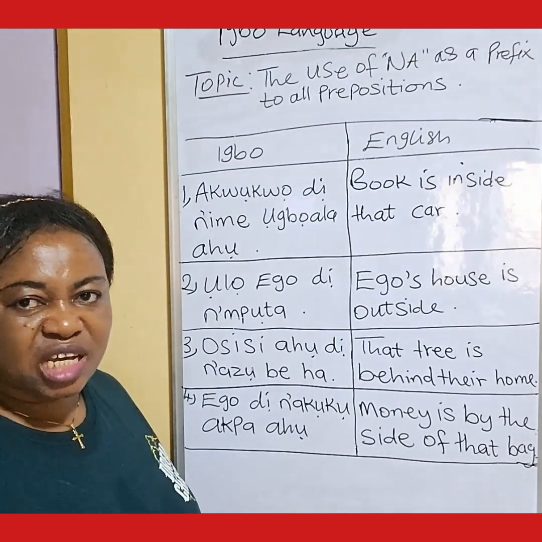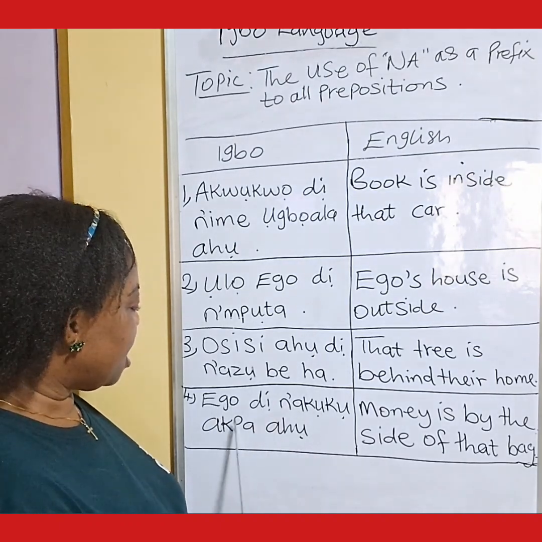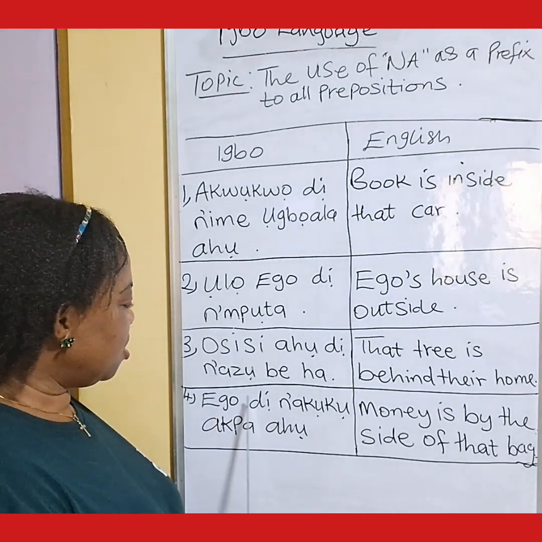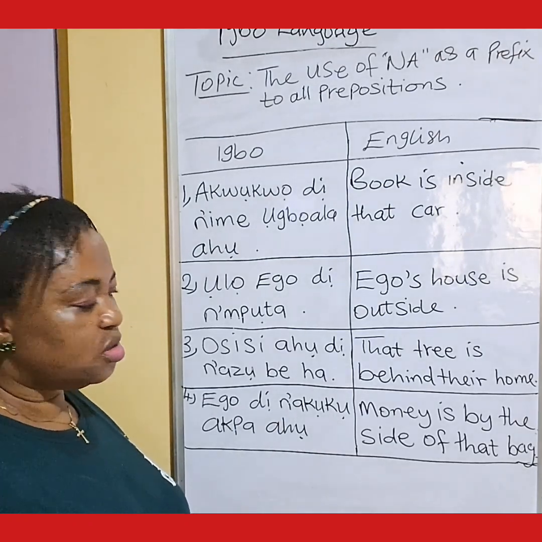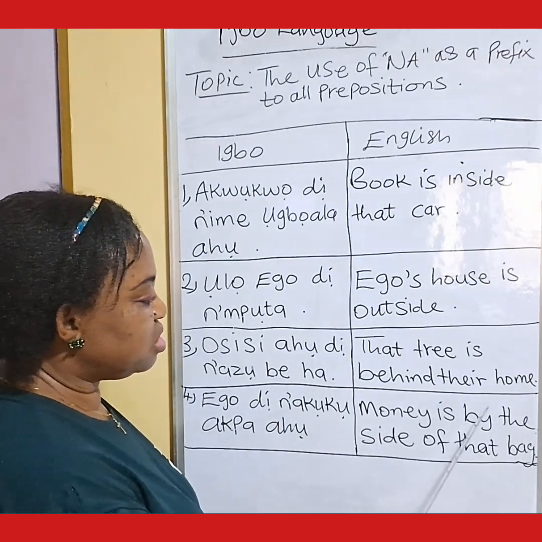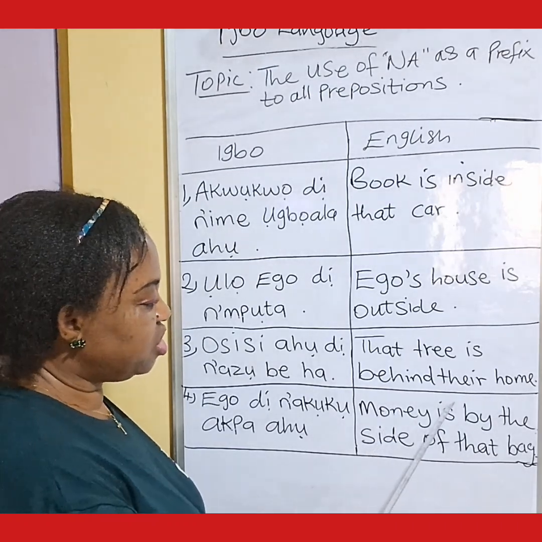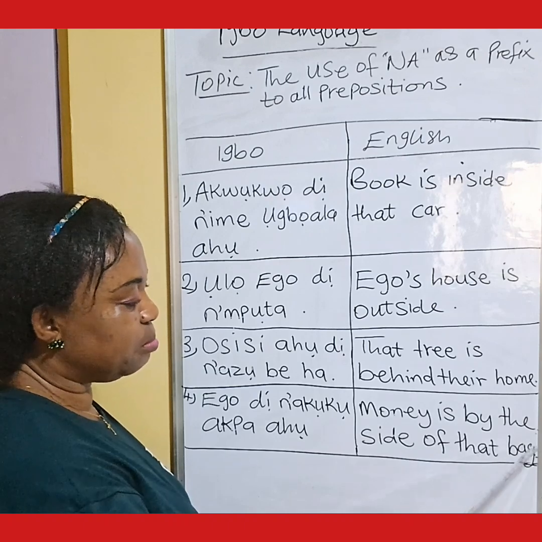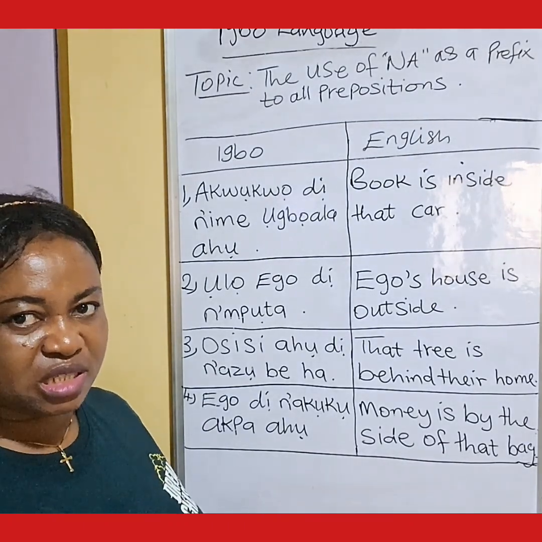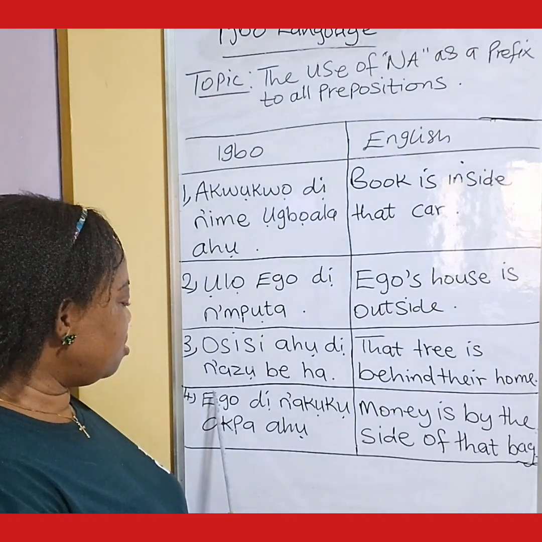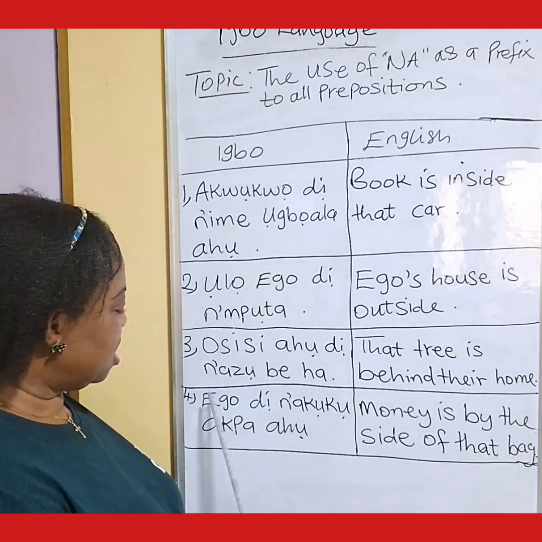The last example says, ego dị n'akụkụ akpa ahụ. Meaning, money is by the side of that bag. Remember, Ego is a name of a person. But here, ego means money in English. Ego, money.